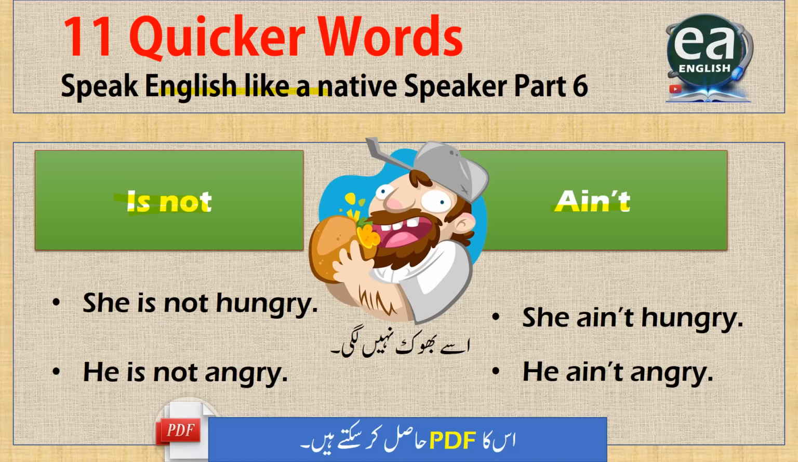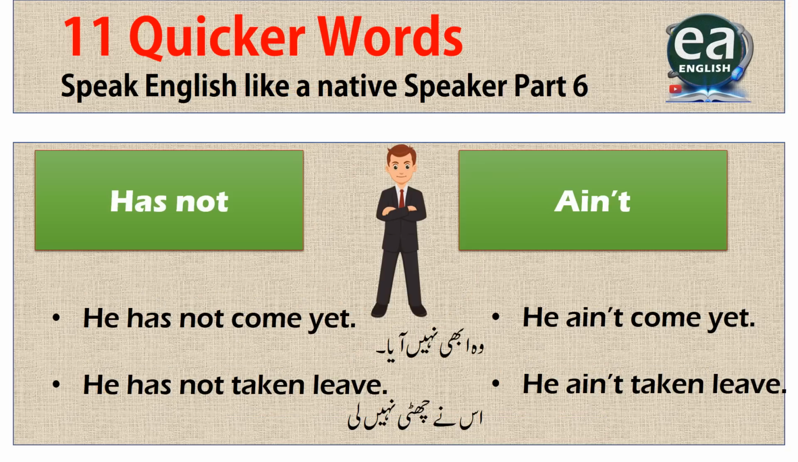Similarly, if someone is going to change its subject like he to she or it, he can also say he is not angry. So he can say he ain't angry. That means usse bhook nahi lagi. The next word is has not. Instead of has not, similarly is not or has not or am not, you can say ain't. The word ain't is representing has not or is not.